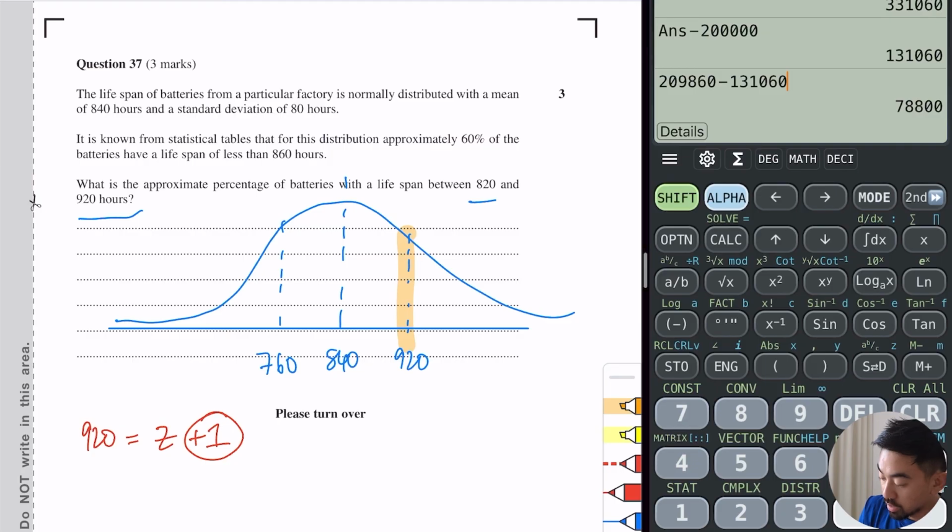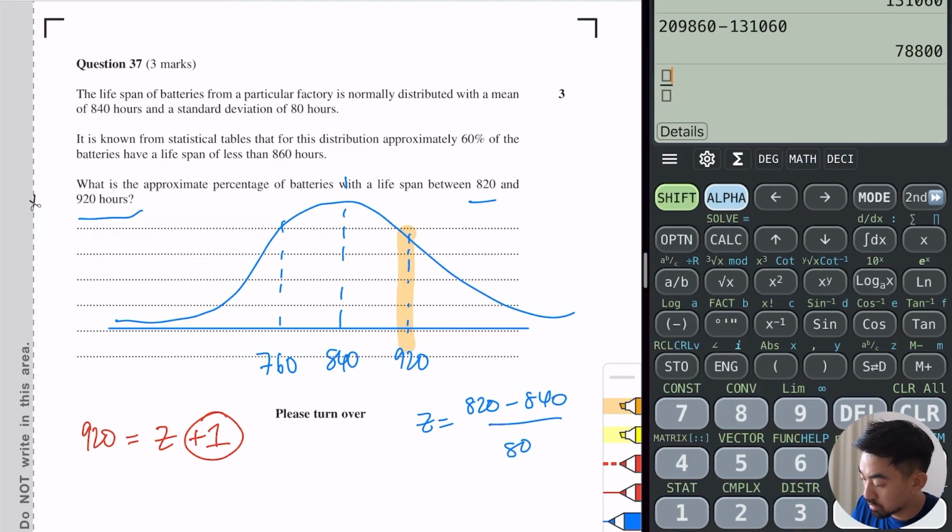But what about 820? Okay, so to find 820, we've got z is 820 minus the mean divided by the standard deviation of 80. 820 minus 840 over 80. So that has a z-score of minus 0.25. Okay. So that is for 820 here.